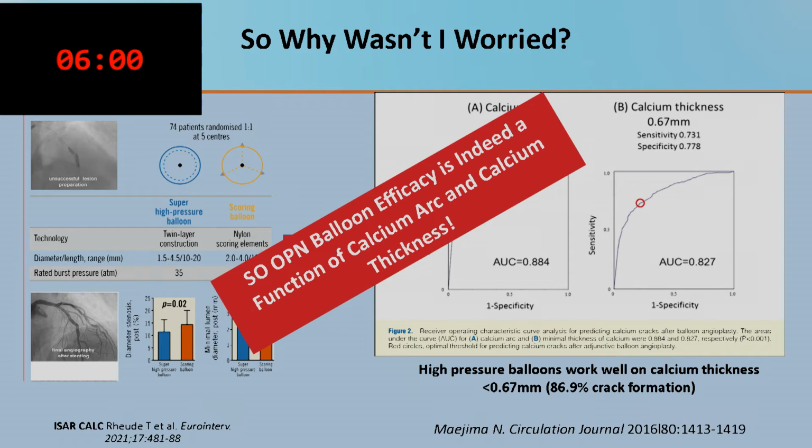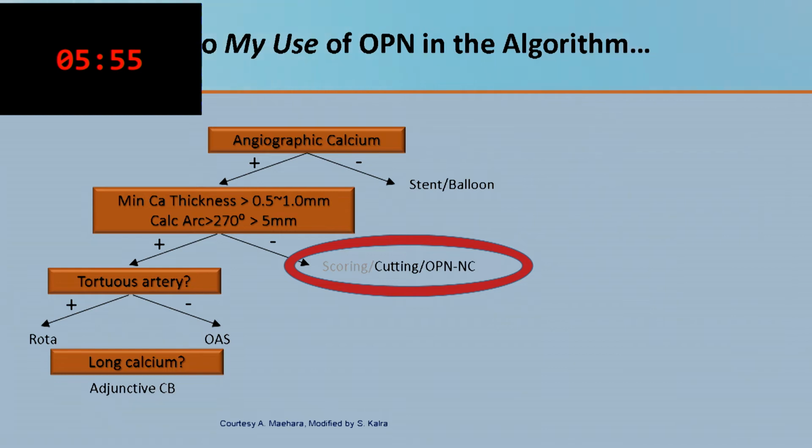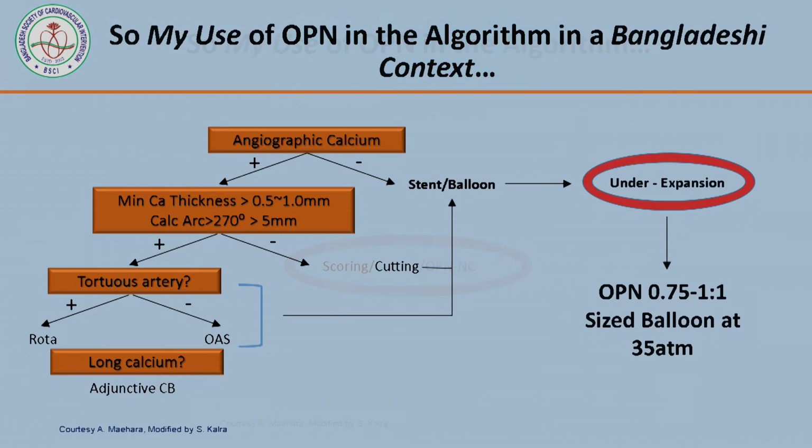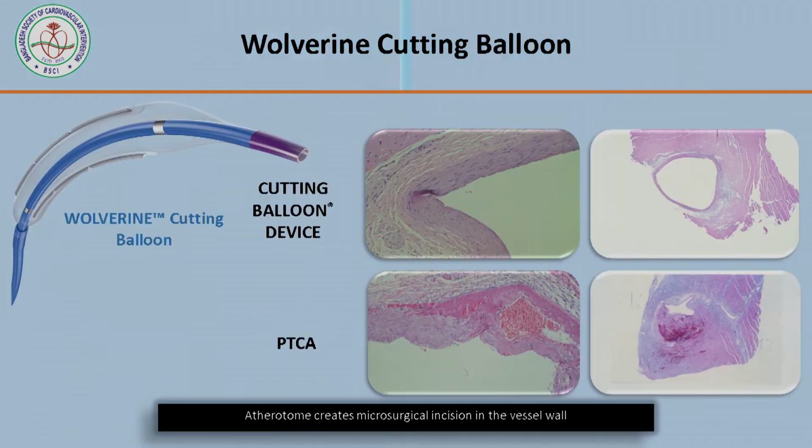That's how we consider OPN balloon efficacy. It's a function of calcium arc and calcium thickness. So going back to our algorithm now, let's develop this out. If you have a calcific lesion with relatively thin calcium, and your stent is underexpanded, this is where I use my OPN balloon. I don't use it up front because most of the time if I've imaged and I've got thin calcium, I can crack it with a high pressure NC balloon. But if I've got a stent in place or I've got thicker calcium in one place and thinner calcium in another, there's your OPN balloon. Okay? And you take it up 0.75 to 1-to-1 size and you go to town. You'll be fine because you have an image to tell you that the vessel's not too small for that balloon.